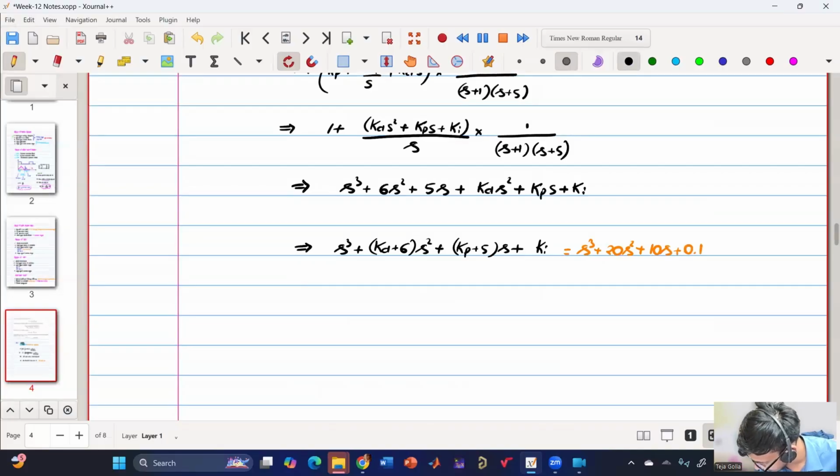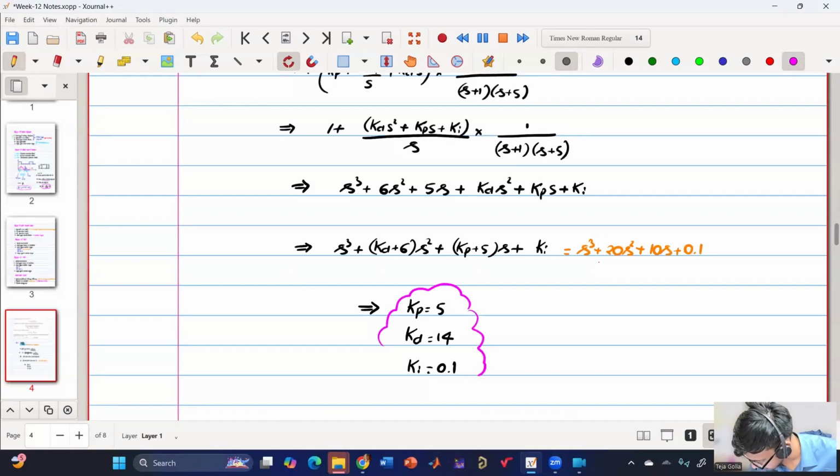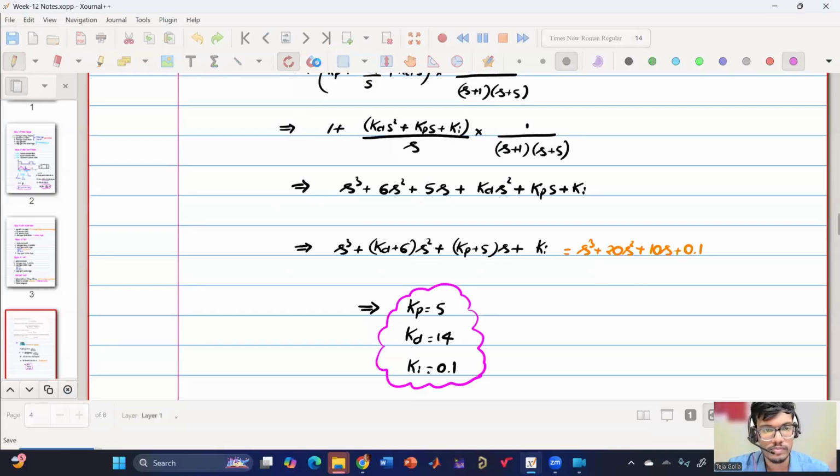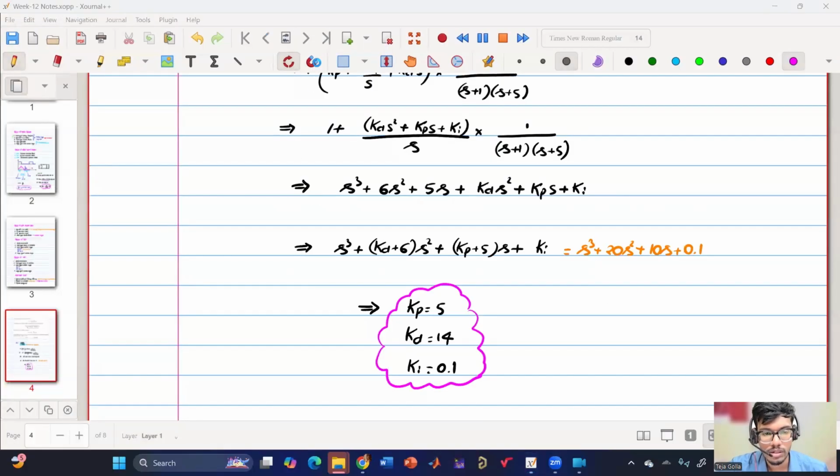So from here, we can directly get Kp, Ki, Kd. Kp is 5, as you have said, and Kd is 14, as you have said, and Ki is 0.1, as you have said. So I hope all of you have done it correctly and got the answer. I hope this problem is clear to everyone. Sonali, are you able to understand and get the same answer? Yes, sir, I'm trying to solve. Okay, once you do, you let me know, then we'll move on.